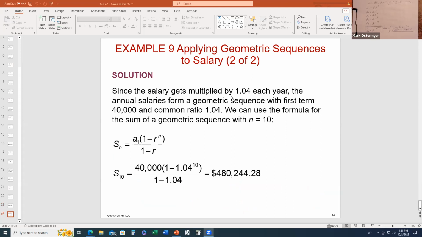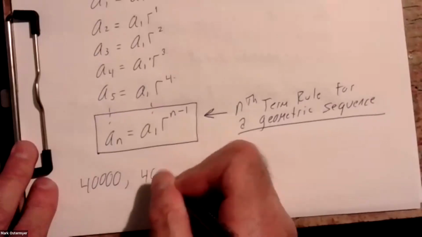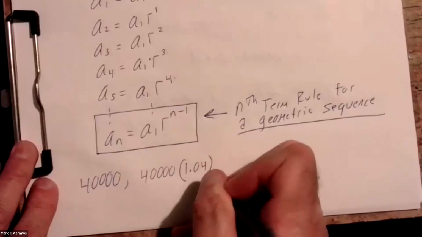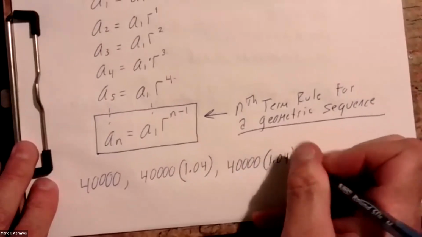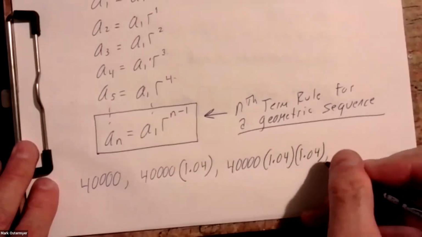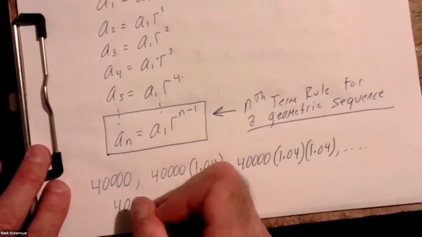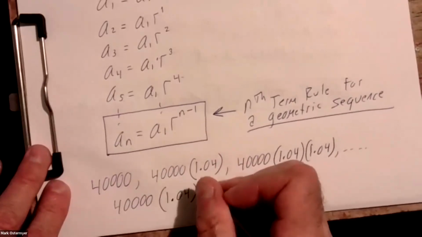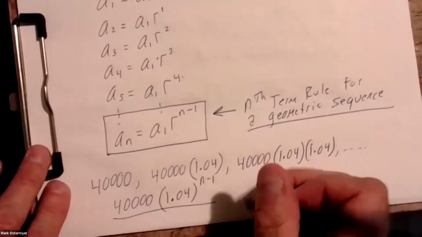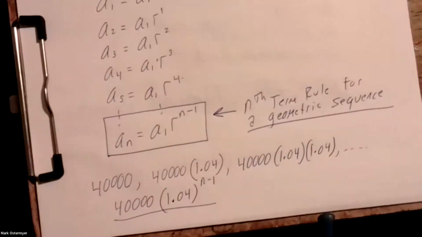So since the salary gets multiplied by 1.04 each year, we're talking about a geometric sequence here, where the first term is 40,000. The common ratio is 1.04, so the second term is found by taking 40,000 multiplied by 1.04. And to get the third term, you'd multiply this by 1.04. Et cetera, et cetera. So you got 40,000 times the common ratio, which is 1.04, raised to the n minus 1 power. So that's a geometric sequence because the common ratio is 1.04.